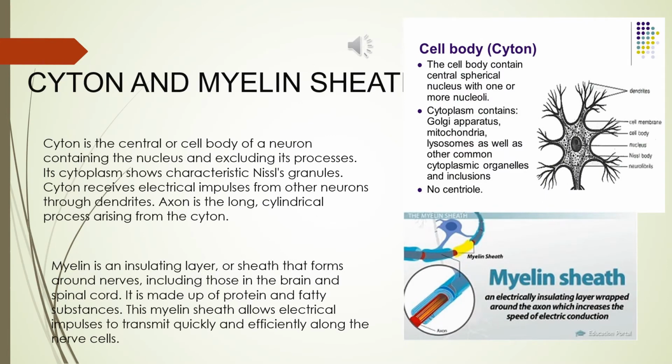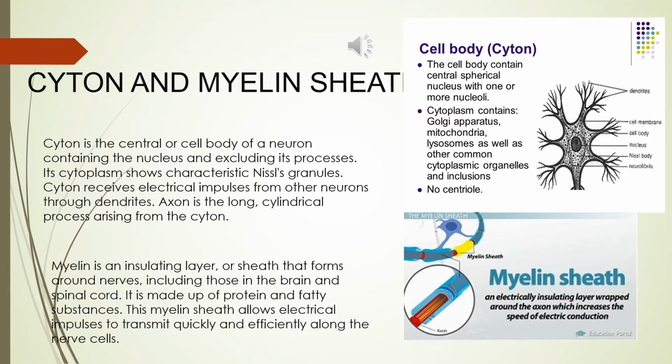Now, what is cyton? Cyton is the central or cell body of a neuron. That is soma. Soma or cell body, I have discussed previously. Another name of this is cyton, containing the nucleus and excluding its processes. Its cytoplasm shows characteristic Nissl granules. That means granule-like structures, special granule-like structures, are called Nissl granules. Cyton receives electrical impulses from other neurons through dendrites. Axon is a long cylindrical process arising from the cyton.